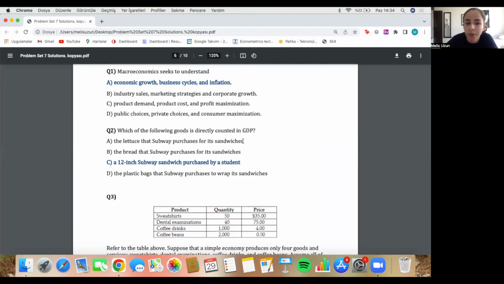It is not counted in GDP because we only calculate the final goods in GDP, and this is not a final good. The bread that Subway purchases for its sandwich is not a final good again. The plastic bag Subway purchases to wrap its sandwich is not a final good. But a 20-inch Subway sandwich purchased by a student is a final good. If we add parts A, B, and D to the GDP, we would do double counting because this sandwich has these in it. So we just need to add the final goods.